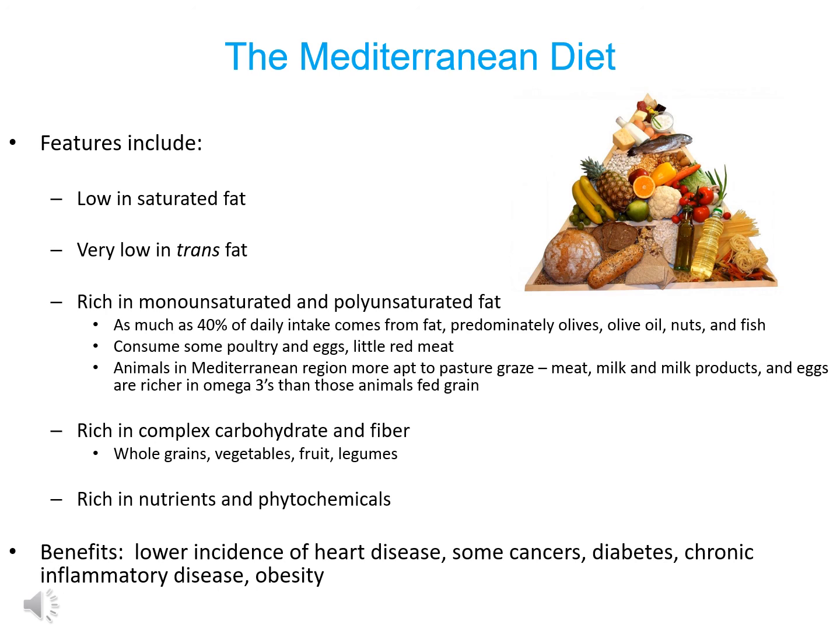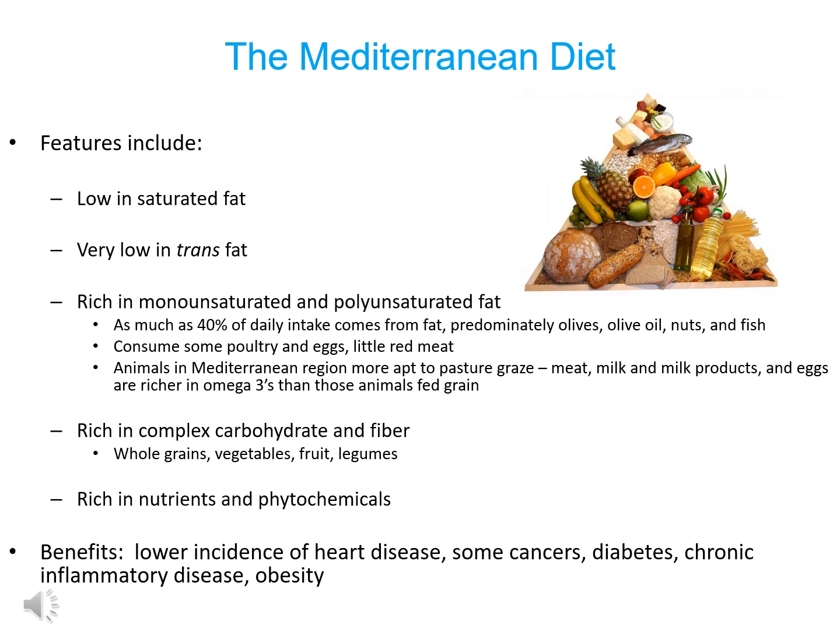However, the animals that are raised in this Mediterranean region, they're more apt to pasture graze. And that's a positive because these animals then become higher in omega-3s than in those animals that are grain-fed. So the consumption of meat, milk products, eggs, and so forth are going to have a much larger concentration of those desirable omega-3s.